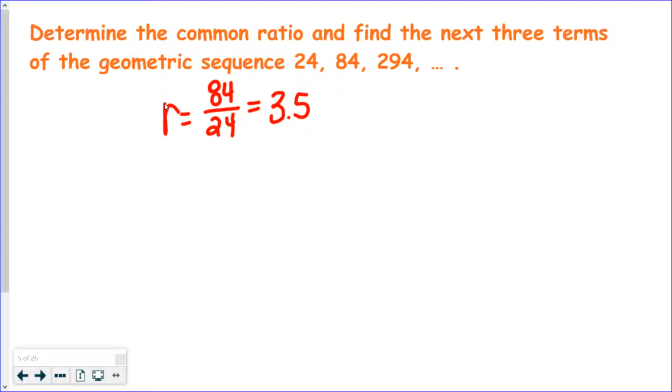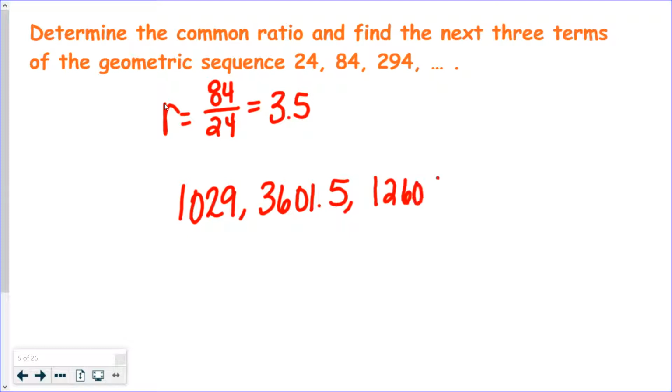So my next term would be 294 times 3.5, which is 1029, times 3.5 would be 3601.5. Times 3.5 would be 12,605.25. Again, we take each of these numbers, multiply it by your ratio to come up with the next one. Times the ratio for the next one, times the ratio for the next one.